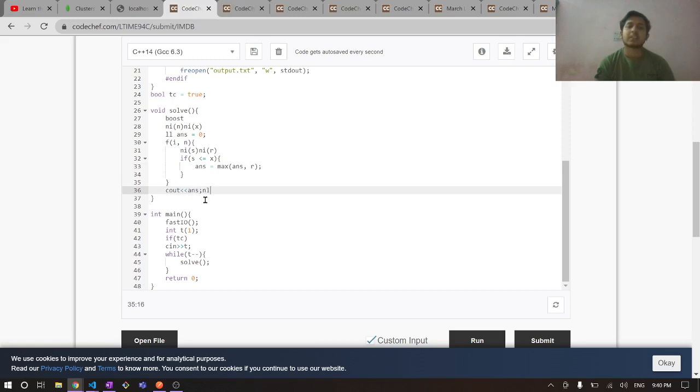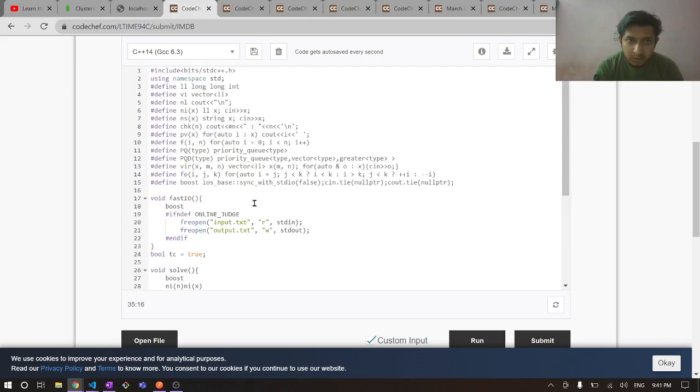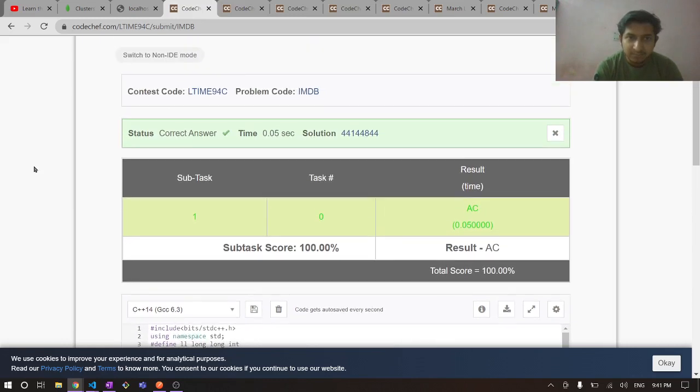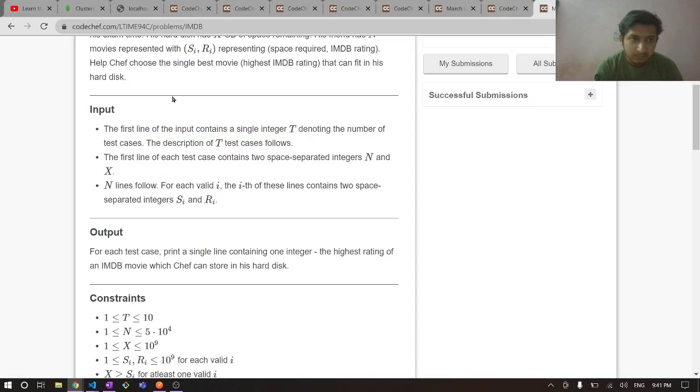I will share my template very soon if possible and if you want. So this question was very easy. Let's move on to the next question.